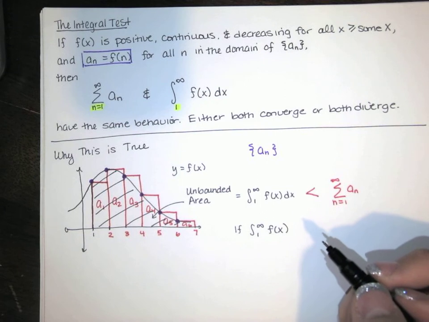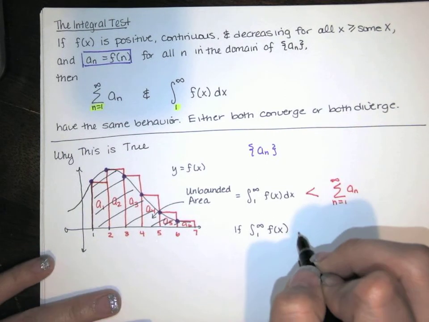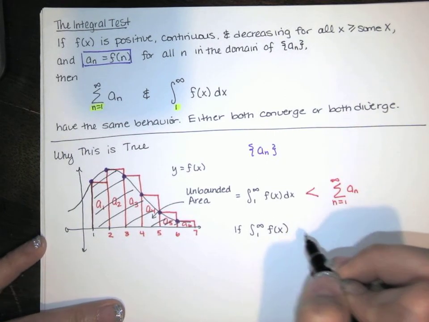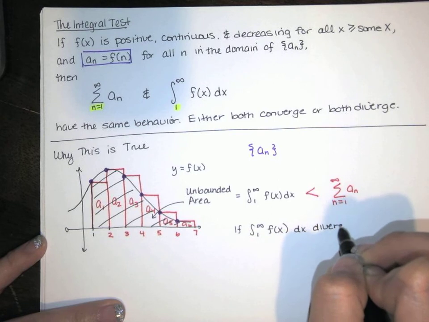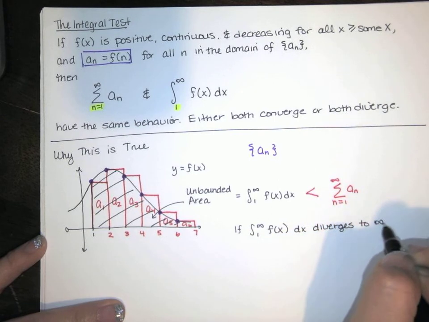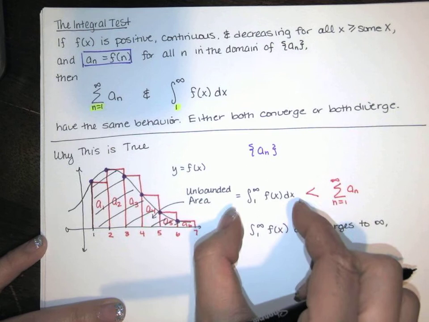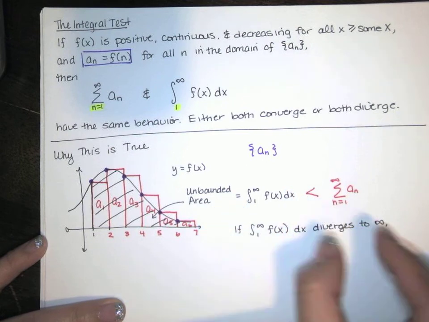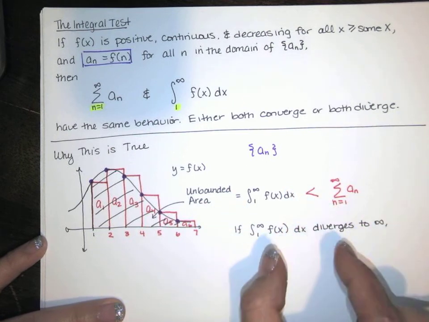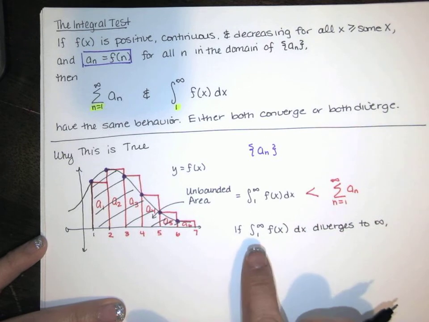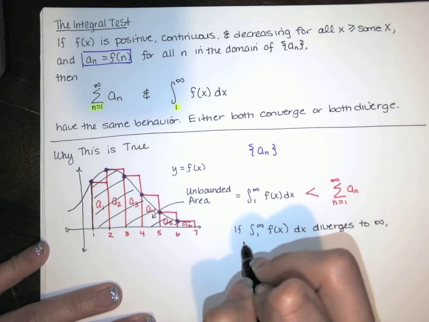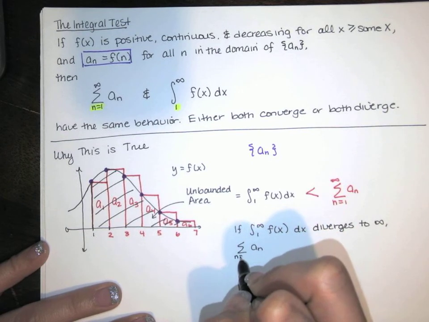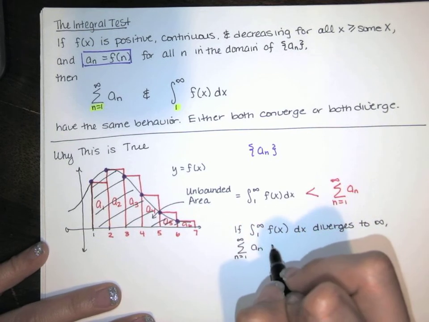Yes, if it diverges. So I add all of this up, I find this area, and it's infinity. If this is greater than that, well then it has to go to infinity too. So if this integral from 1 to infinity of f of x dx diverges, then this summation also has to diverge to infinity.